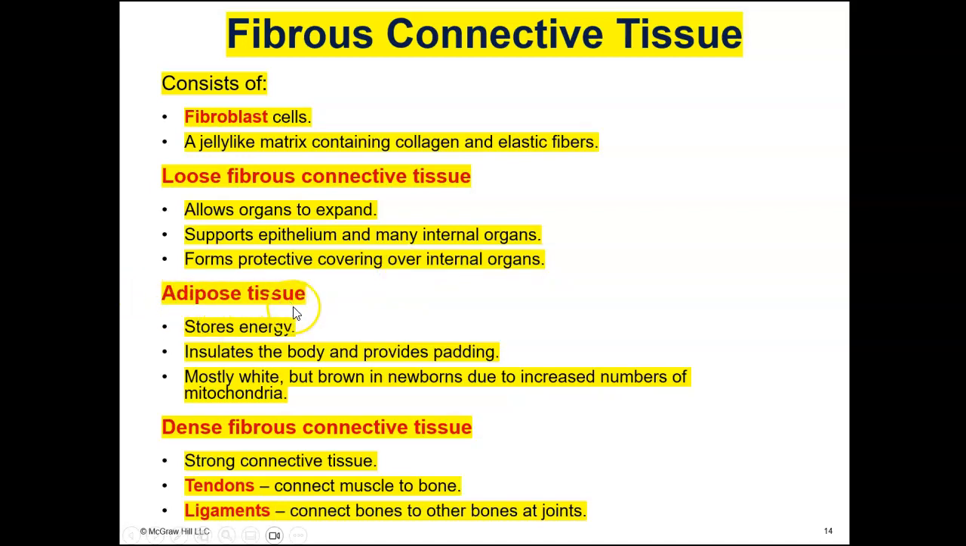Then we have adipose or fat tissue, which stores energy and provides insulation, and most of the adipose tissue is white, but newborns have brown fat, which is due to the increased numbers of mitochondria. And another thing, you have to Google this because I don't know a lot about it, but sumo wrestlers also have a lot of fat, but their fat is typically brown fat, and they train in order to build up that brown fat. So it's interesting to read about. But other than sumo wrestlers, we do find brown fat in newborns.